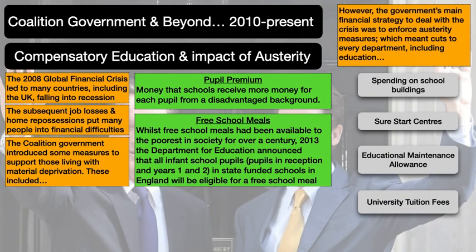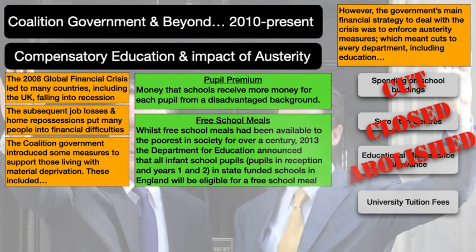However, the government's main financial strategy to deal with the financial crisis was to enforce austerity measures, which meant cuts to every department across the country, including education. So that meant things like spending on school buildings were cut. The Sure Start centres, which had meant so much to so many people, many of them were closed. The Education Maintenance Allowance that was encouraging people to go into further education was abolished and replaced with the bursary. And of course, as we saw before, university tuition fees were tripled.